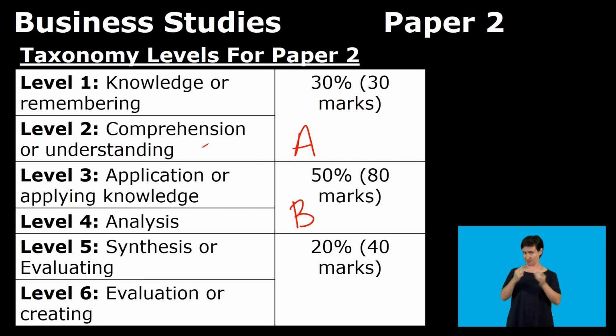But when we move on to level 5, there's synthesis or evaluating, and level 6 is your evaluation or creating. This is mostly found in your essay questions, which is section C, and it consists of 20% of the entire paper.